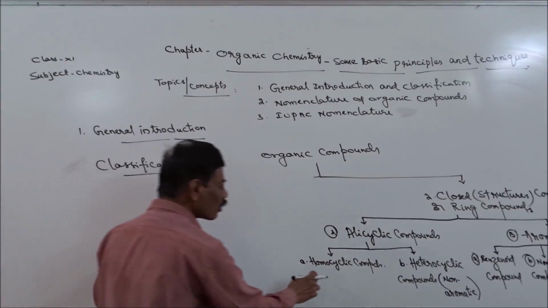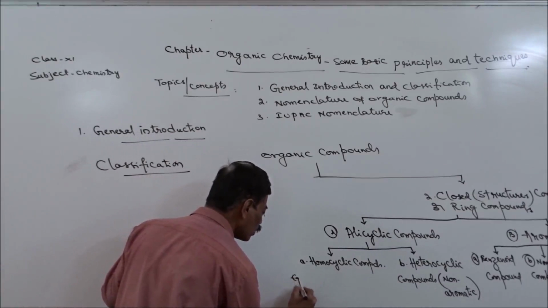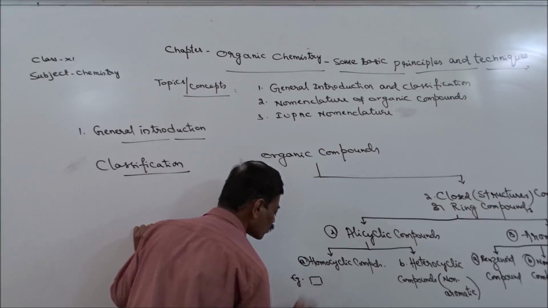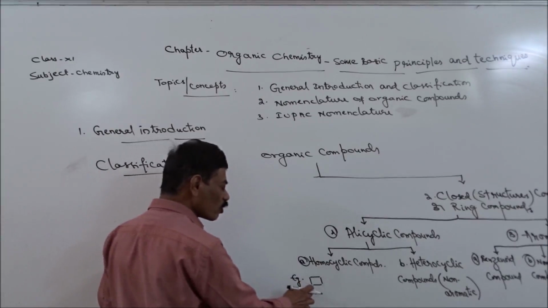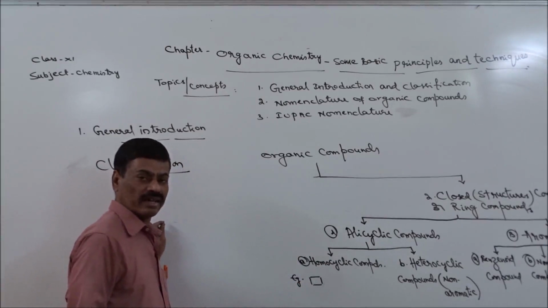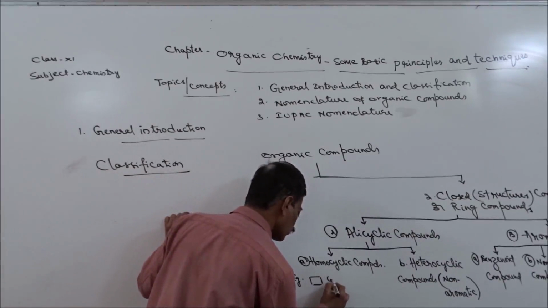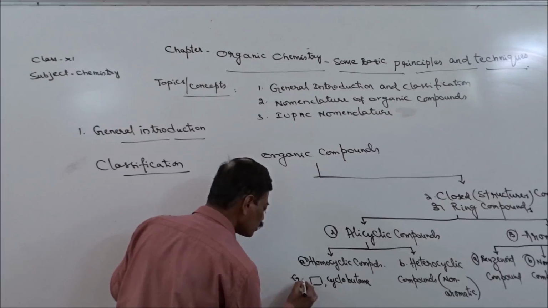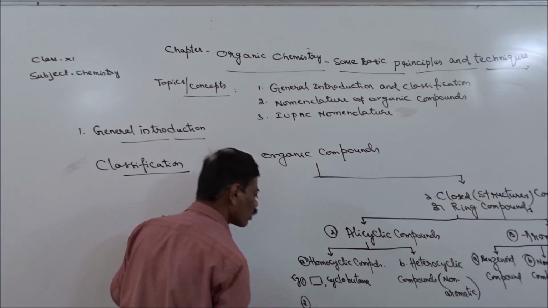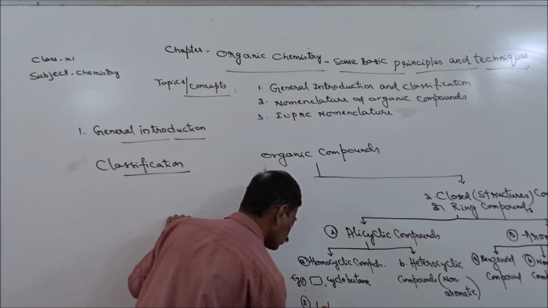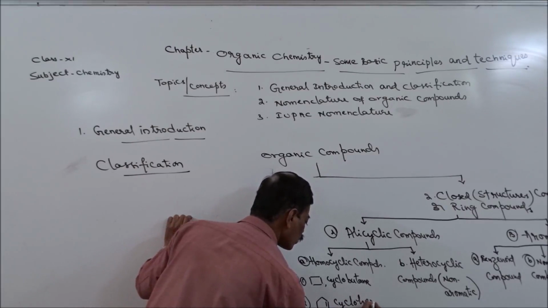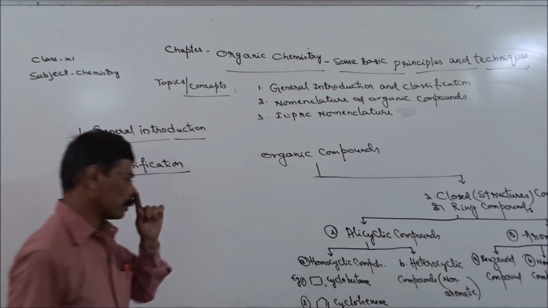So an example for homocyclic compound is, so this compound is known as cyclobutane. Right? Another example, this is cyclohexene. Right.